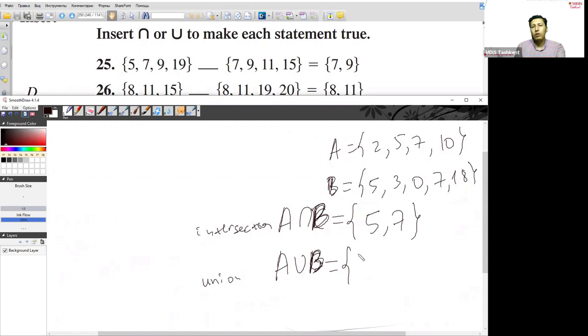Union. What is union? You just copy both sets without repeating the same element twice. And for sets, order doesn't matter. So you can copy A first: 2, 5, 7, 10. Then you copy elements of B. 5, we have 5 already, so you don't have to write it twice. You write 3, 0, we don't have 0, so I write 0. 7, we have 7 already, so you don't write it twice, and 18.